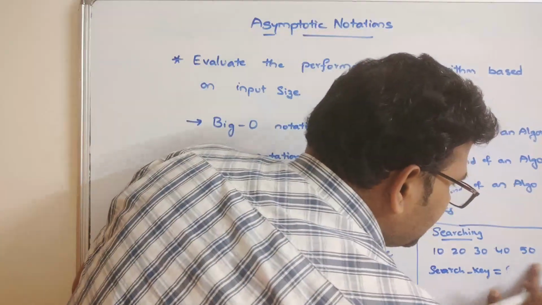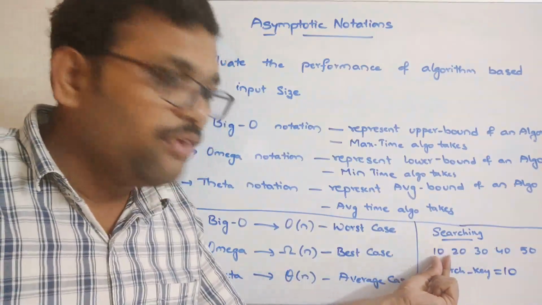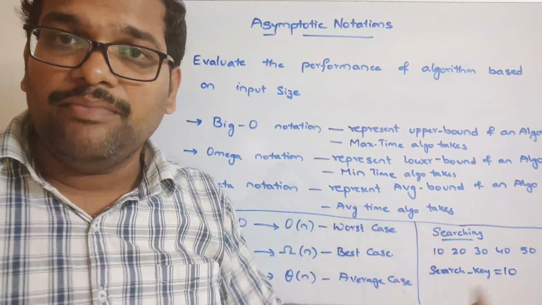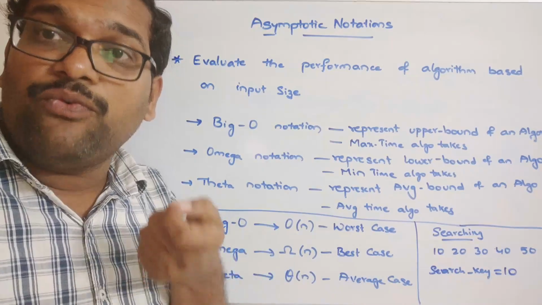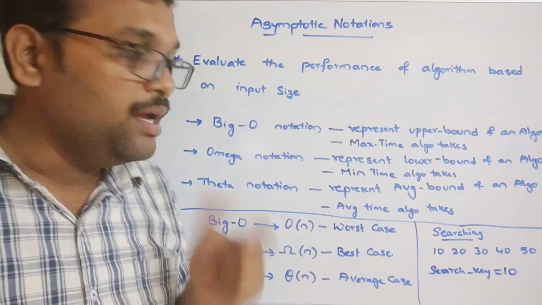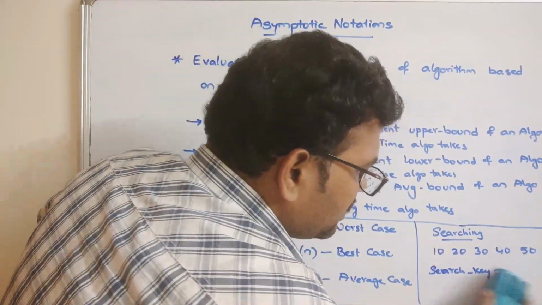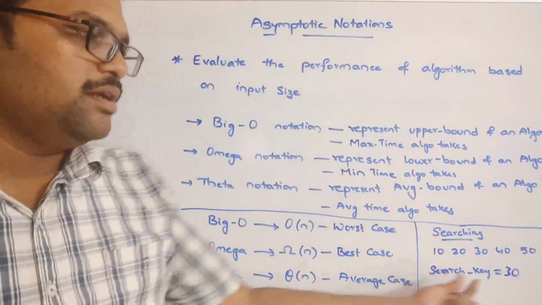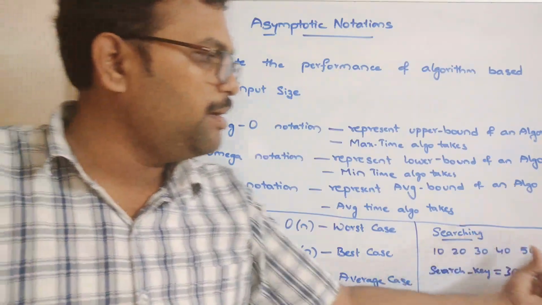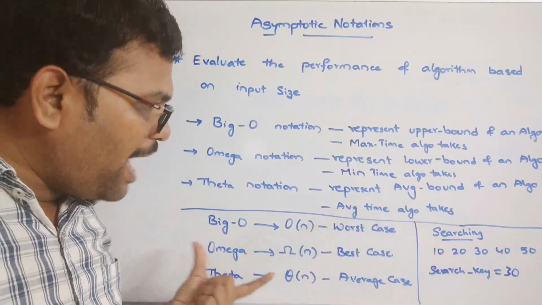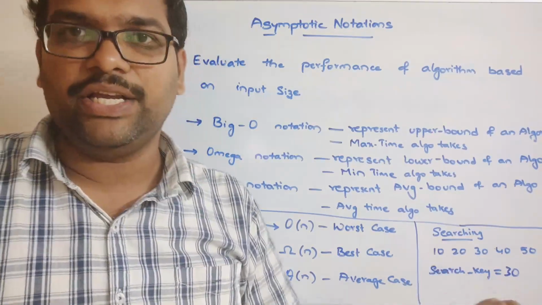And if the search key is 10, what happens? In the first iteration itself we will get the success, so the algorithm completes in the first iteration. That will be the best case. It requires only one iteration minimum, when the search key is the first element. And if the search key is 30, it will iterate till the 3rd position, that means the average case. So first, last and middle: it has to iterate till the 3rd element, so this will be the average case.